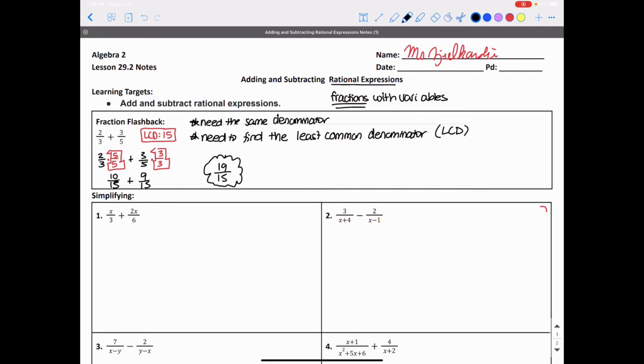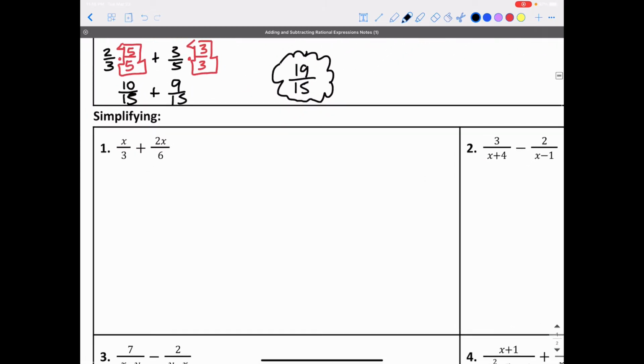I want to do the same exact thing when I have rational expressions with variables. So for number 1, I have x over 3 plus 2x over 6. If I want to add those two things together, the first thing that I'm going to do when I'm adding rational expressions is I want to find the LCD. So I'm going to write the LCD off to the side somewhere. The least common denominator between 3 and 6, or the least common multiple between 3 and 6, is 6. 3 actually fits into 6. So I don't need to even change the second fraction. I just need to change the first one. The least common denominator is 6.